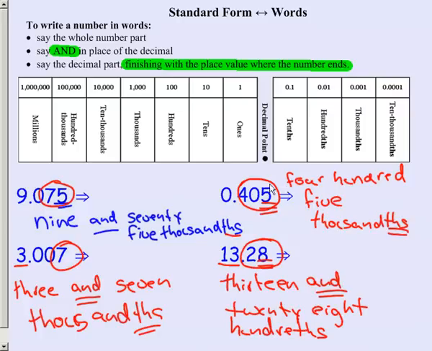Now we have no whole number, so we're going to go right into the decimal, and we will not need the word and. The number is 405, and then we say tens, hundreds, thousandths. So 405 thousandths TH. 3 is our whole number, decimal, and 7 is our number after the decimal. 7's in the thousandths place, so 3 and 7 thousandths. 13 is our whole number, decimal we say and. 28 is our number after the decimal, and 8 is in the hundredths place. Please fix those if you're still having trouble.